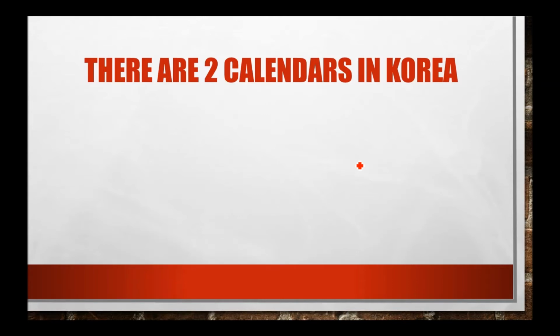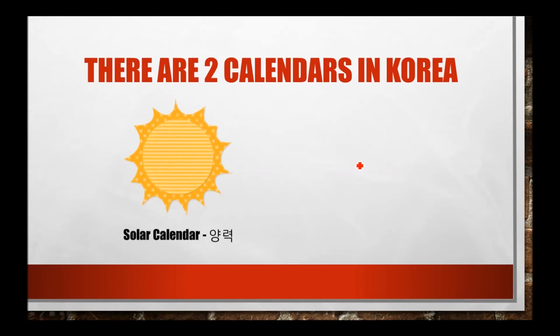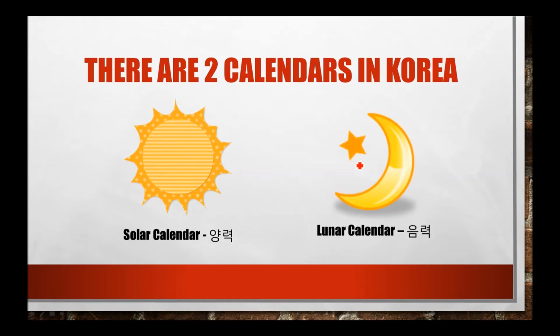Actually, there are 2 calendars in Korea. One of them is called 양력, the solar calendar. This is the calendar we are using today. There is no difference. 요즘 우리가 쓰는 달력이에요. 별 차이가 없어요. The other one is 음력, the lunar calendar.